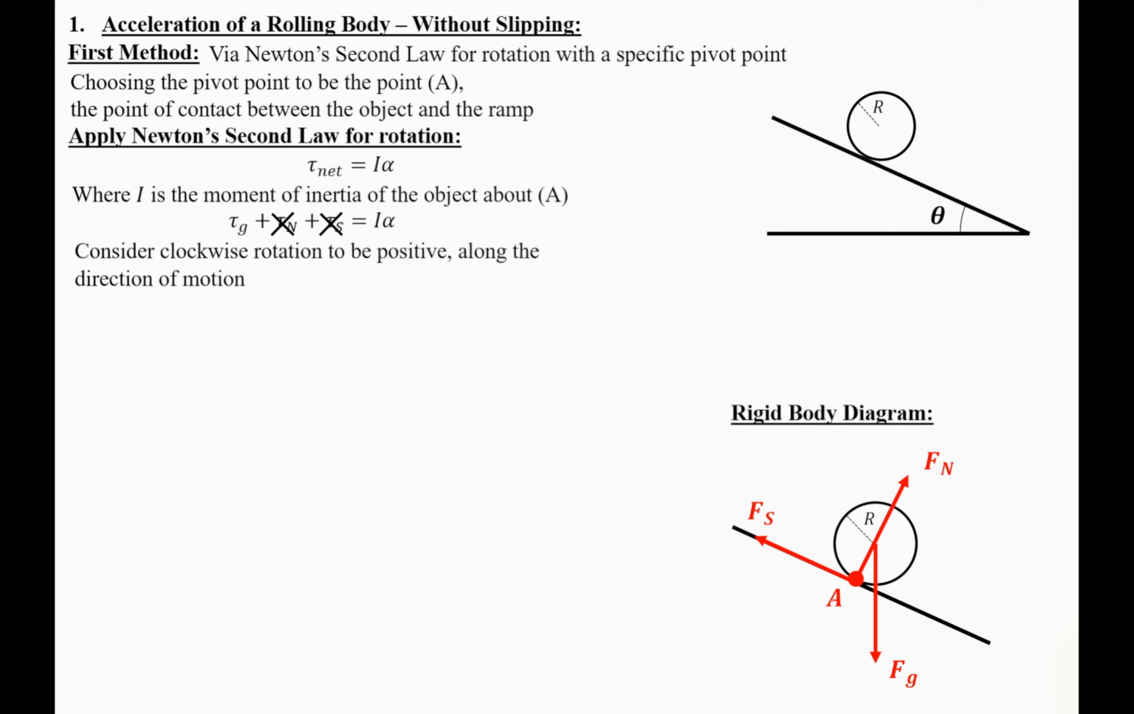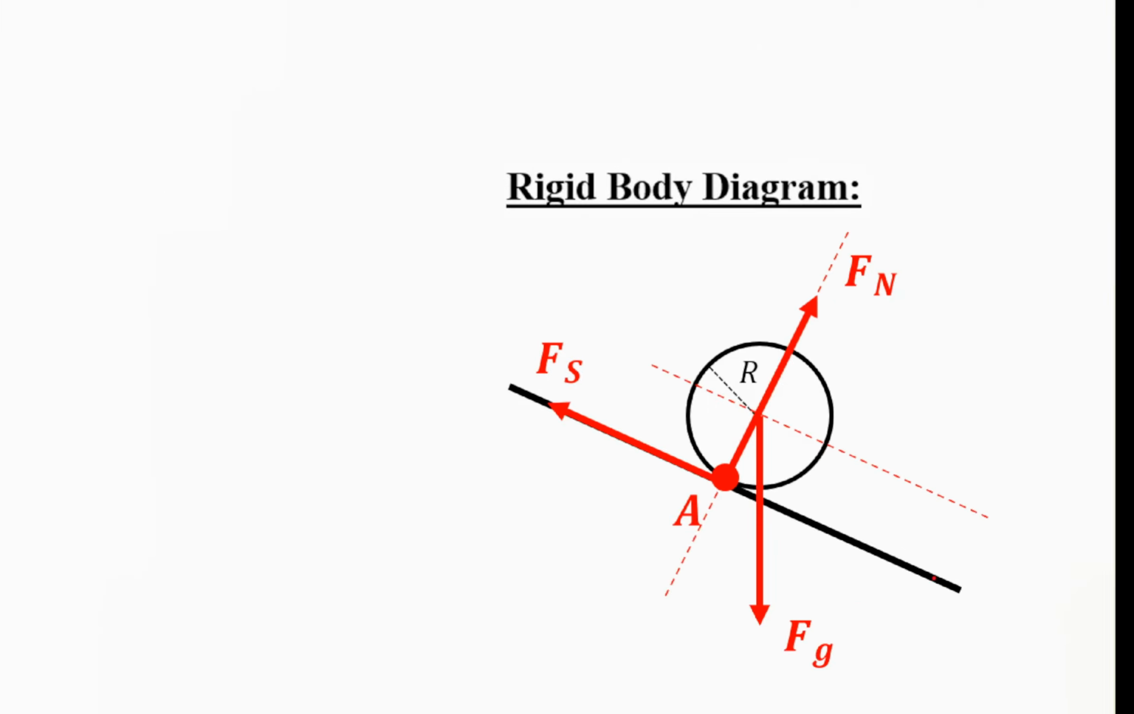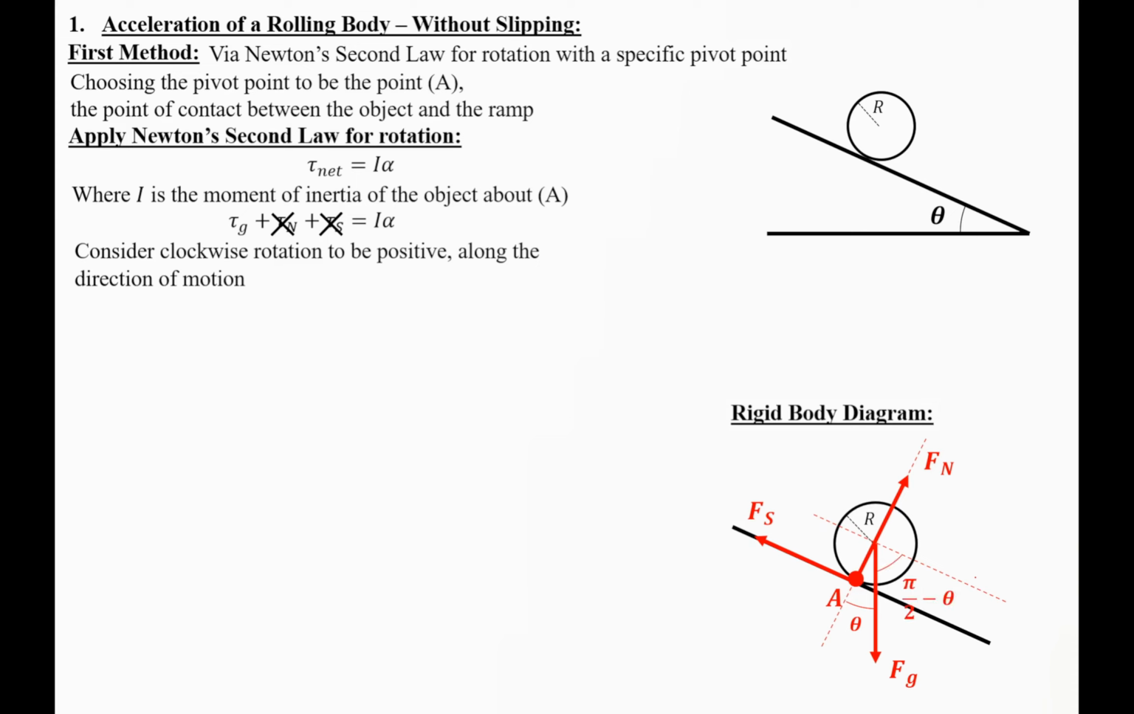Now, consider the clockwise rotation to be positive along the direction of motion. That would be the radial direction, that would be the tangential. If the ramp is inclined by theta, then this is theta, and that would be pi by 2 minus theta. And the torque produced by the pull of gravity, so let me erase this.